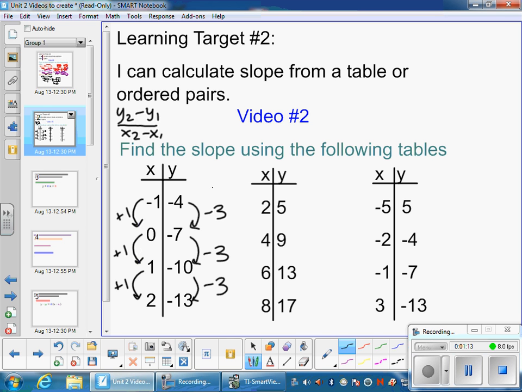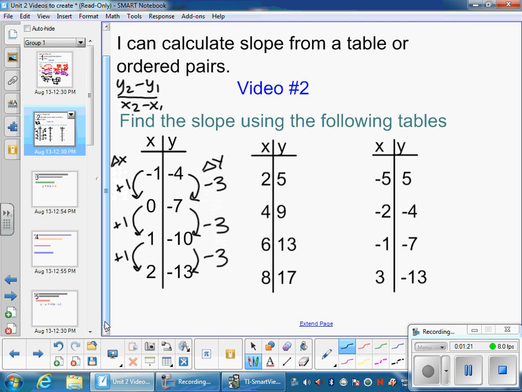So these are my y's. These are my x's. My change. Sometimes I use a little triangle. So remember, it's the rise over the run, or the y over the x. So the slopes are all going to be -3 divided by 1. This one's going to be -3 divided by 1. And this one's going to be -3 divided by 1. So your final slope is -3.